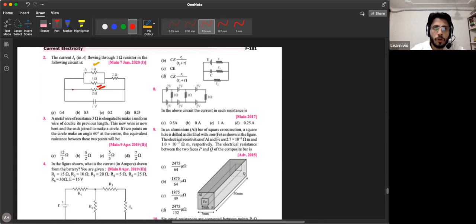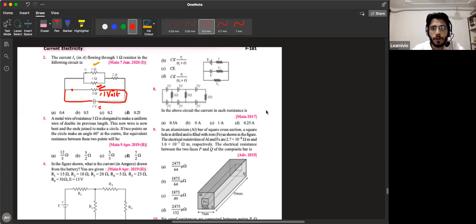See, this 2 ohm is connected in parallel, connected directly to this cell. So the voltage drop across this 2 ohm should be 1 volt. Clear, Nabil Khan? This 2 ohm is directly connected to this cell, so the voltage will be the same as that of the cell. Across this 2 ohm, it's 1 volt.